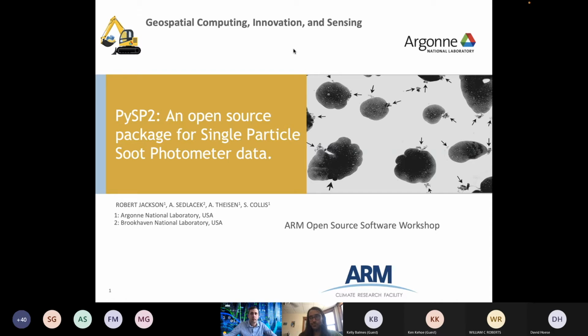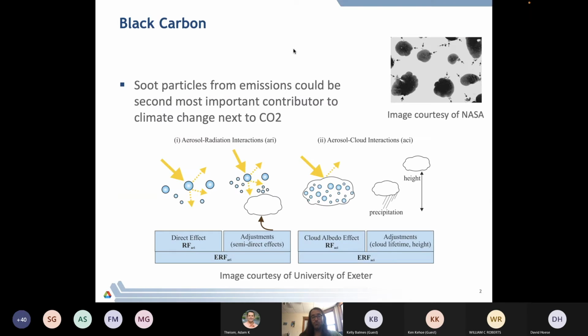Alrighty. Hello, everyone. So I'm Bobby Jackson from Argonne National Laboratory, and today we're talking about an open source package for single particle soot photometer data called PySP2. It is an open source package for looking at black carbon data. It's important to examine black carbon because soot particle emissions can be the second most important contributor to climate change next to CO2.